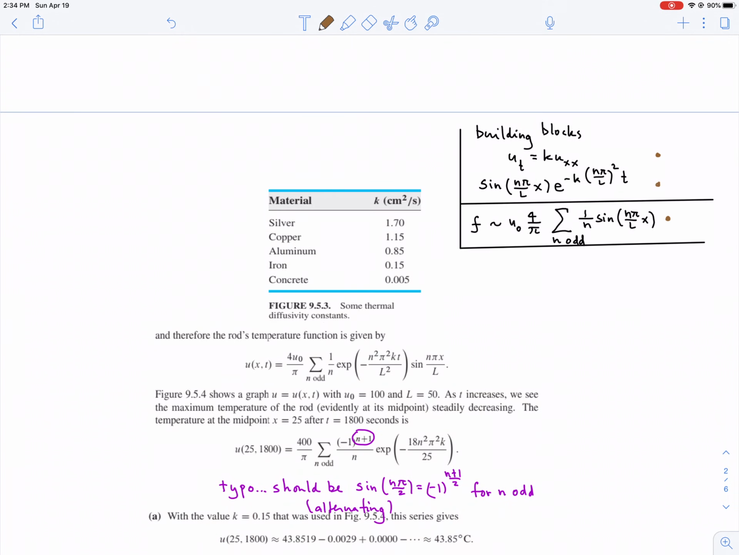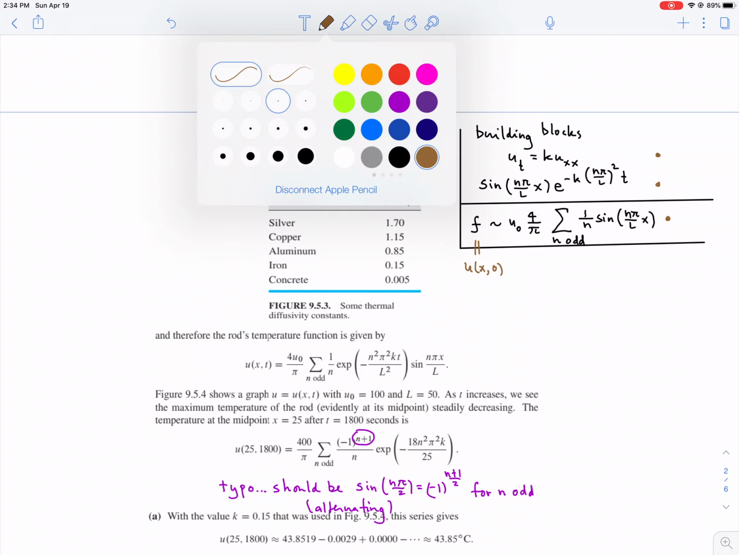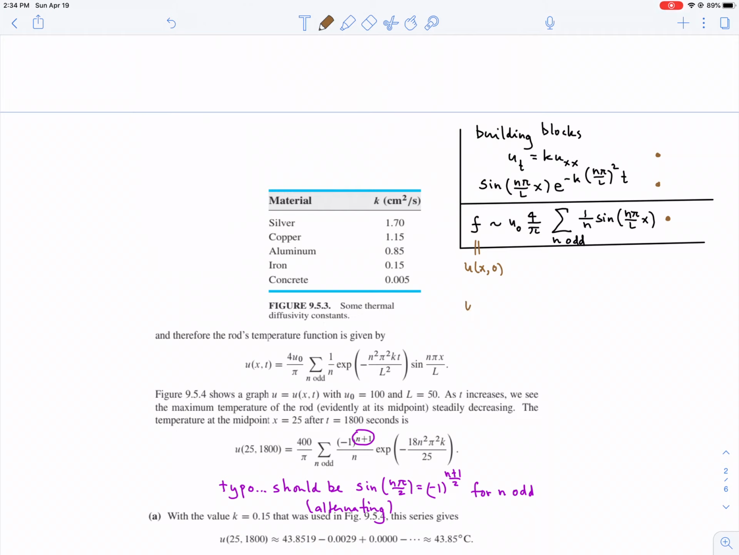Yes. Okay, so then the game we played in the last video was, f of x is supposed to be u of x, 0. And the way we get u of x,t is we just turn every function of x into a function of x and t, where t equals 1, the coefficient is 1. And we did it like this.